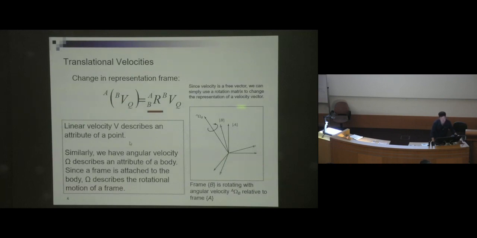The linear velocity V describes an attribute of a point, and we also have angular velocity omega that describes an attribute of a body. What matters to a point is its position, x, y, z, and what really matters to a body is its orientation. So the angular velocity omega describes the rotational motion of a frame. For example, in this diagram we have frame A and frame B. Frame A is fixed, and frame B is rotating with an angular velocity A omega B about this axis. We're going to talk more about A omega B as we move on.